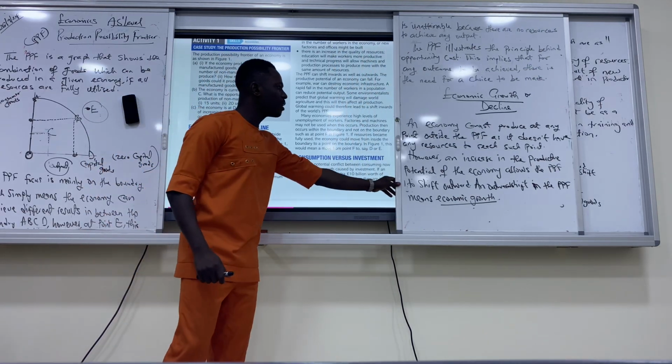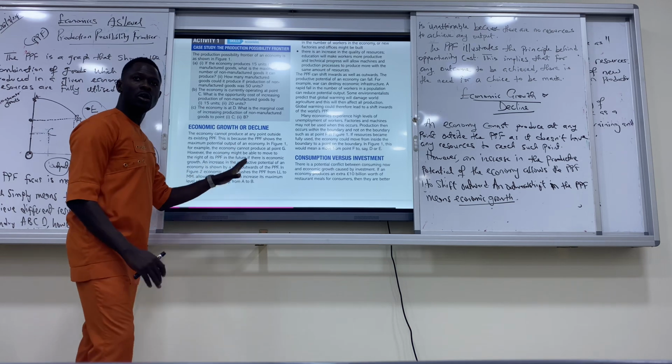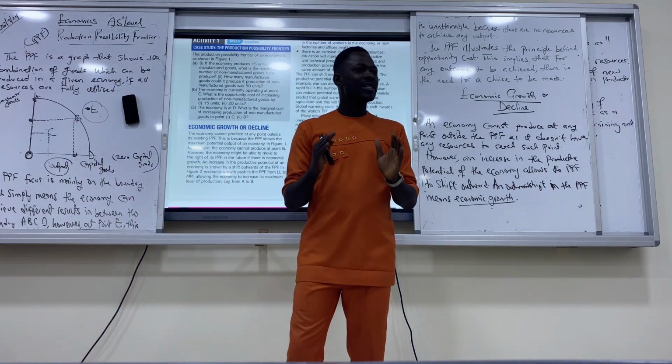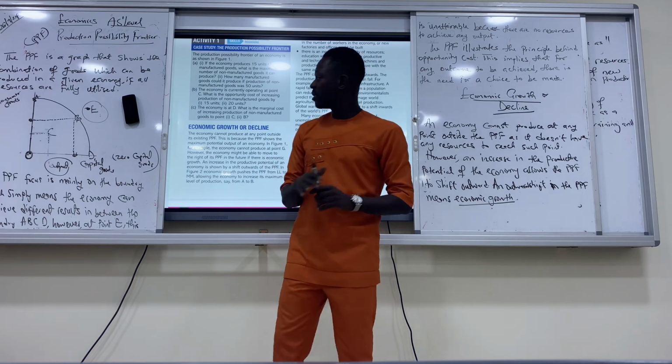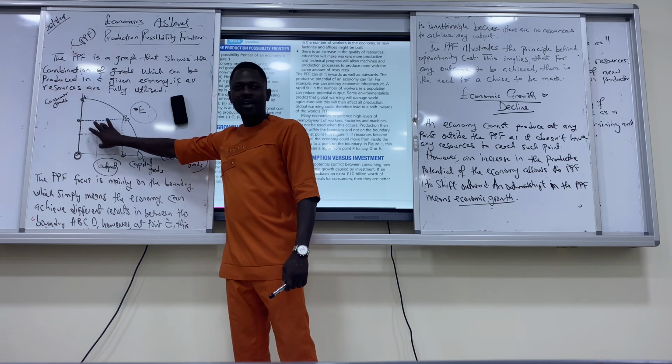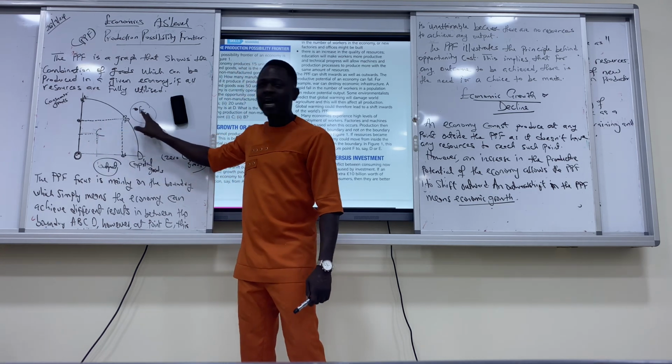So we have economic growth or decline. When we're talking about economic growth, we're simply talking about something that has changed in our PPF. So look, before now, we're talking about here. But here unattainable, right?